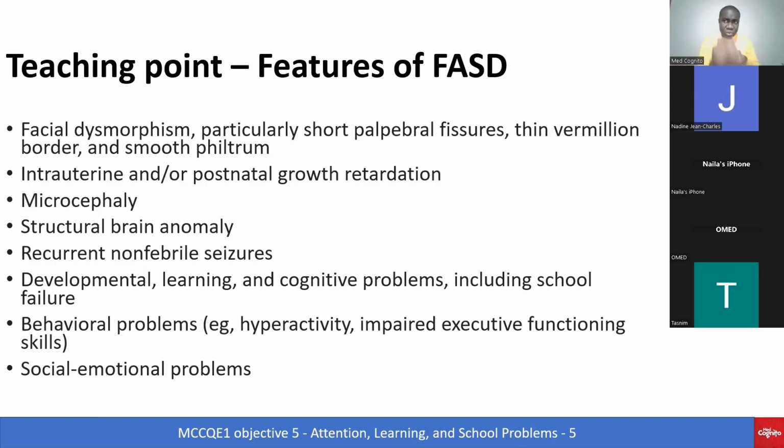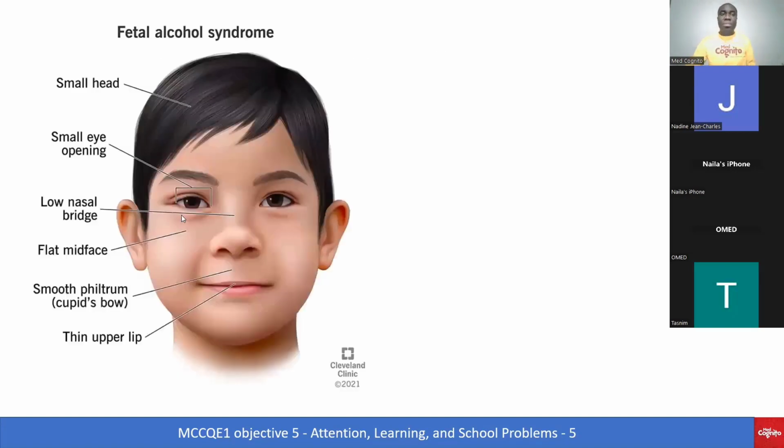So please know why we are doing all these, because we are learning about inattention, learning and school problems. And we are learning ADHD, learning disability, and now we are on fetal alcohol syndrome. So this is also a child with fetal alcohol syndrome. I have another picture which I'll show you. This is from Cleveland Clinic, copyrighted in 2021.